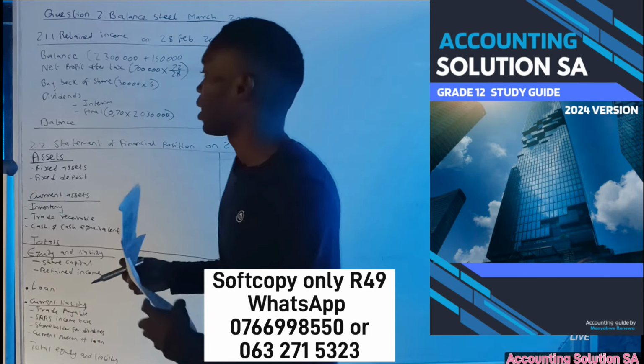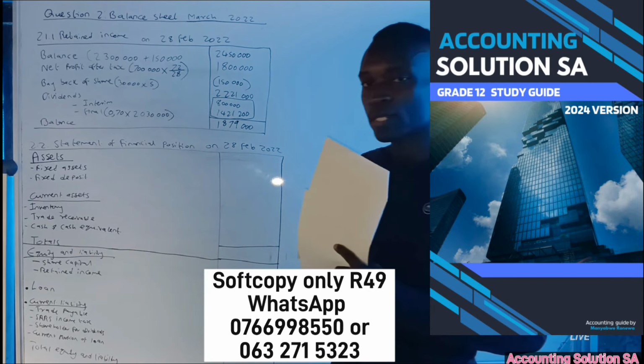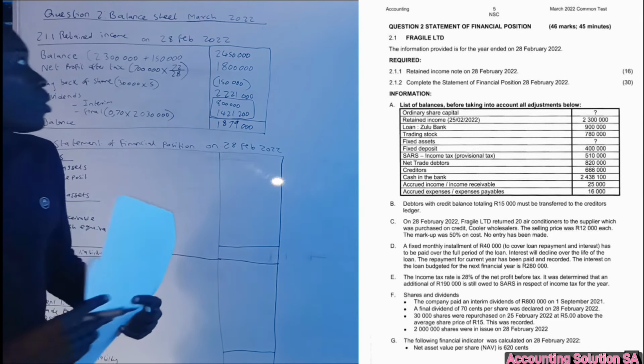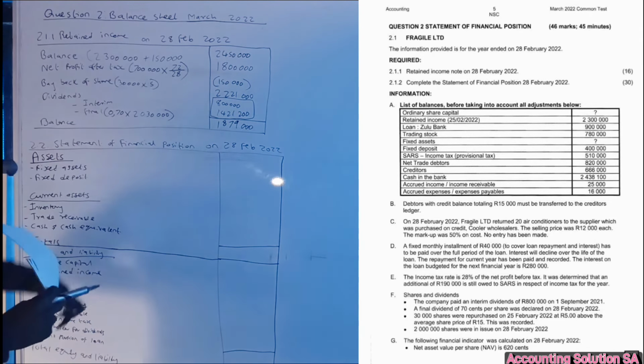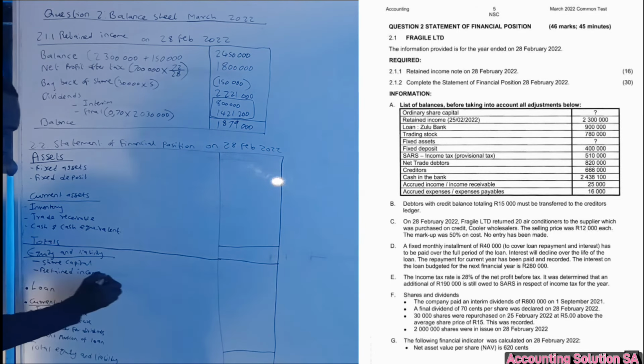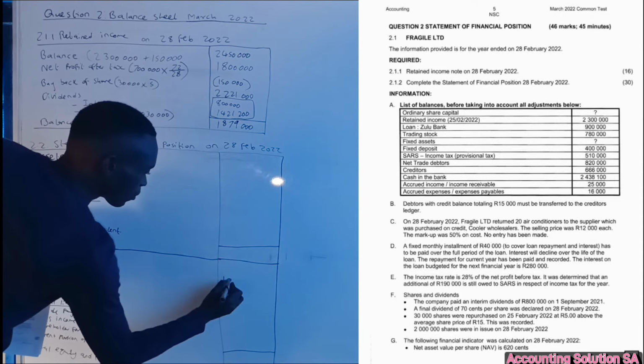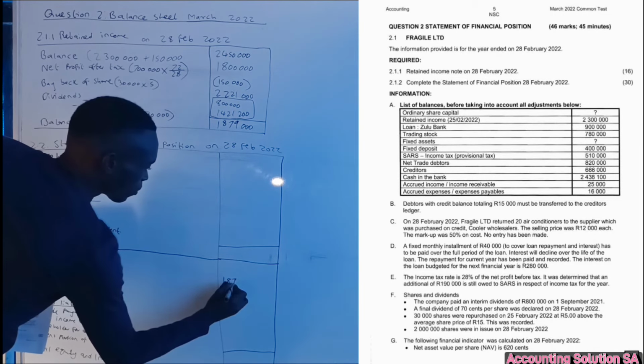Okay, now let's proceed to our balance sheet. So when we go to the balance sheet, guys, because we already prepared the retained income notes, we already have a balance for this one. We just copy it so that you can even get a chocolate mark if it's not correct.